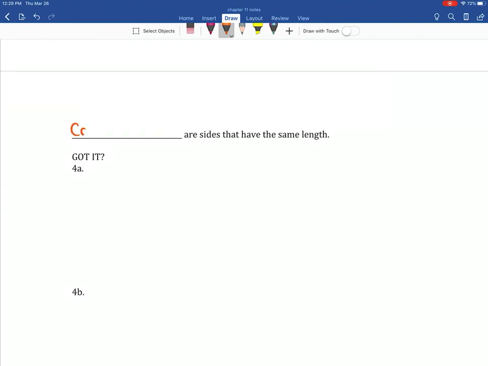So, a little bit of review again, but congruent, we said another word for congruent was equal. Congruent sides are sides that have the same length, same or equal length. So if you know one of the sides, you can technically know all of them if, say, they're all equal. So let's see. These ones want us to classify each triangle by its angles and by its sides.